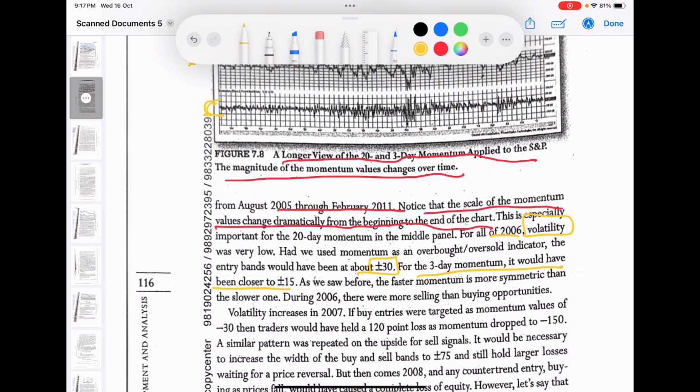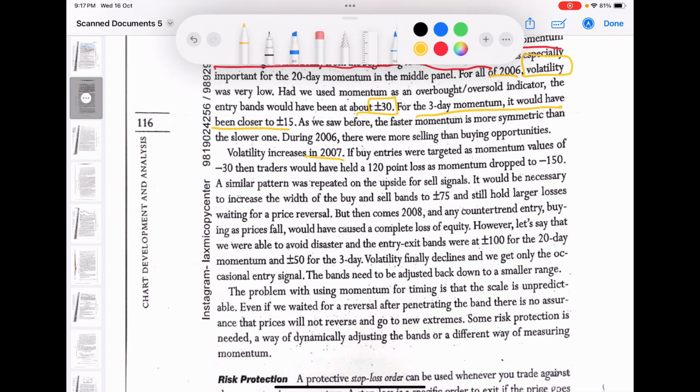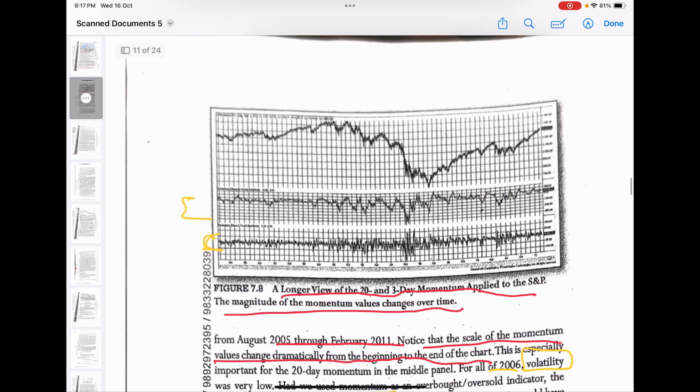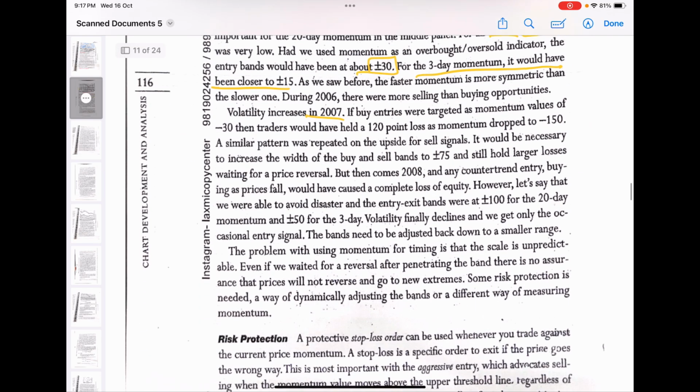You can see this. Pause and look at the graphs for you to understand it better. Volatility basically increased in 2007, 1 year before 2008. So what happened in 2007? If the buy entries were targeted at momentum values of minus 30, then the traders would have held a 120 point momentum loss. See, look at this. If you took a buy trade over here, you would have taken a buy. Then what happened? The price went lower, so you would have taken a loss by just following the momentum indicator.